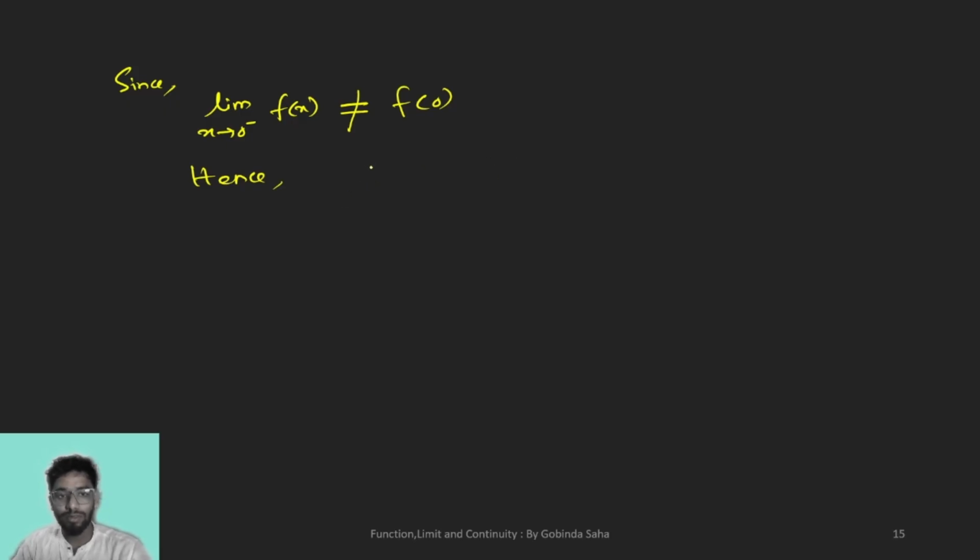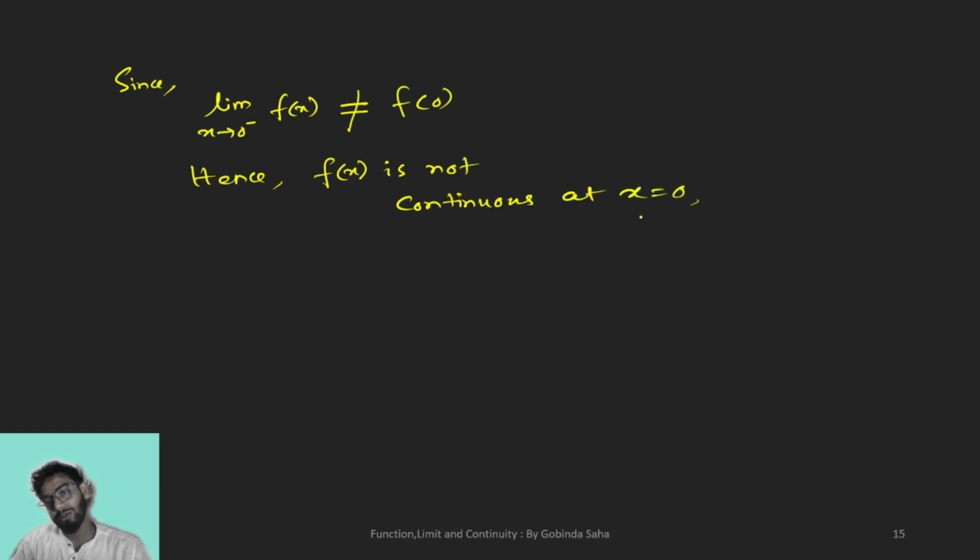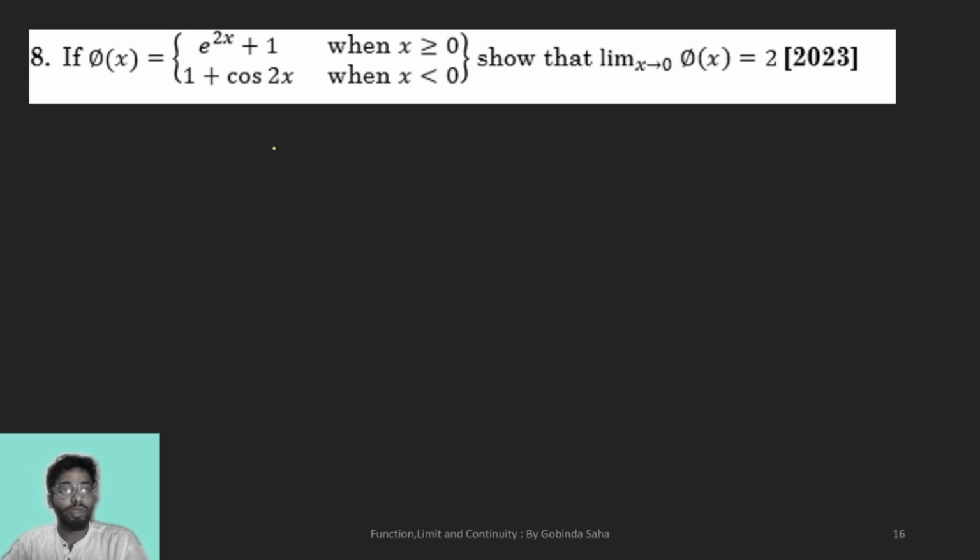So I will write here, since limit x tends to 0 minus fx is not equal to f of 0. Hence, you can find the right hand limit also, you will get not equal. But since calculating one is sufficient, that's why I'm not doing that one. Hence, fx is not continuous at x equals to 0.